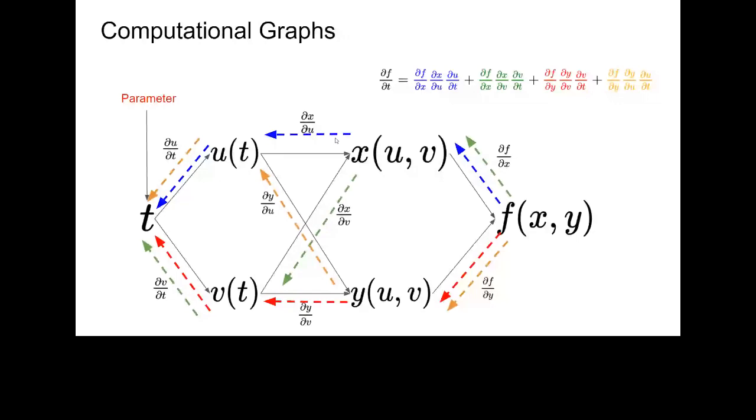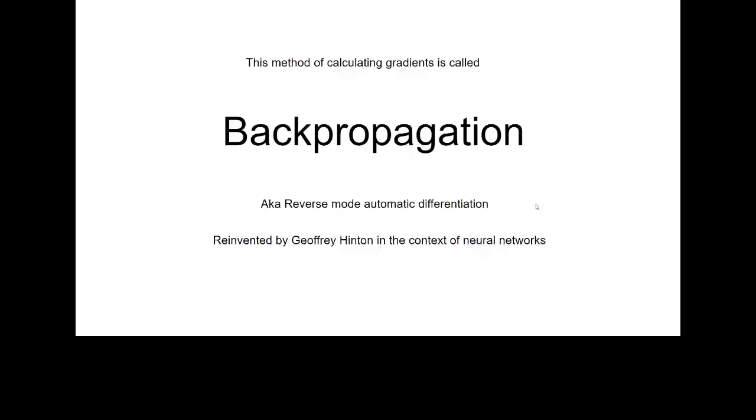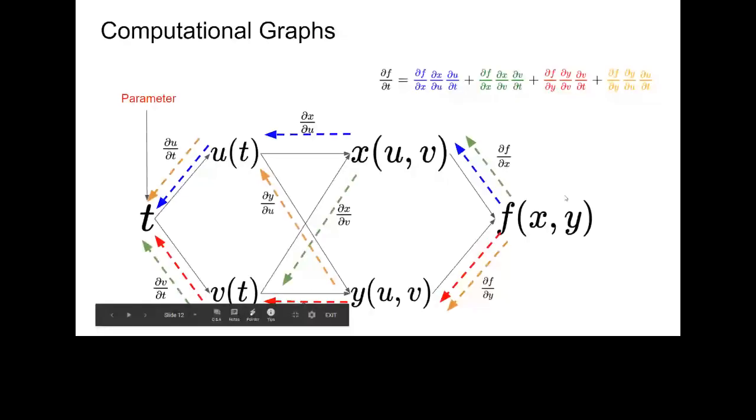This method of calculating gradients is known as back propagation, and it's also known as reverse mode automatic differentiation. This idea has been around for a very long time, but it was reinvented in the context of neural networks in the, I think, 1980s by Hinton. His idea was that we can use this concept to train the network, to generate the partial derivatives of an output function with respect to any parameter.